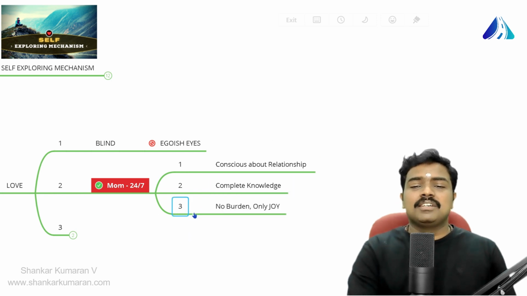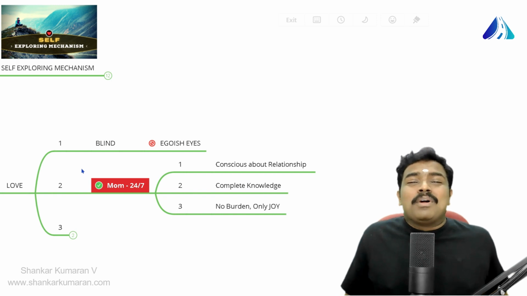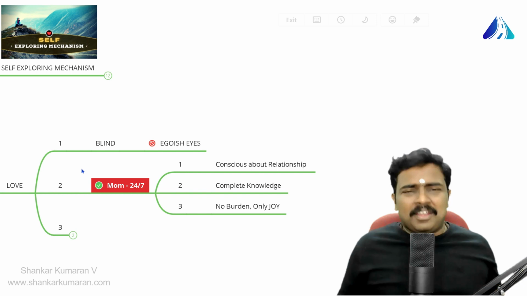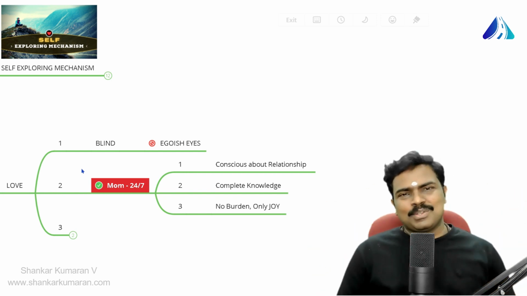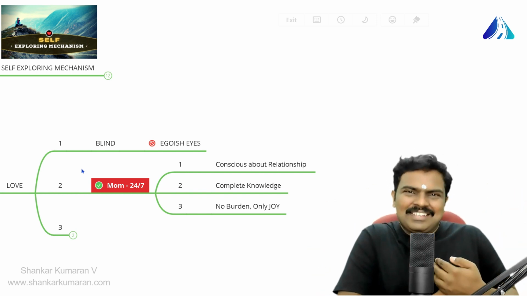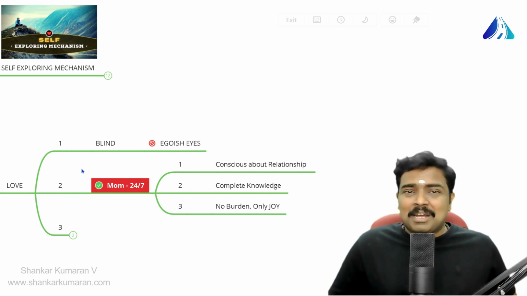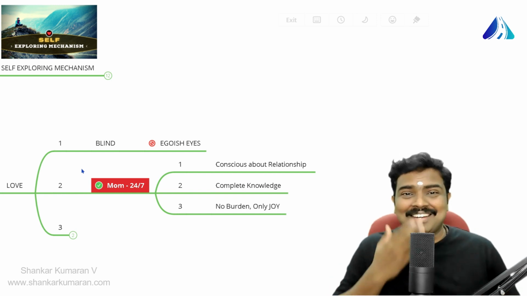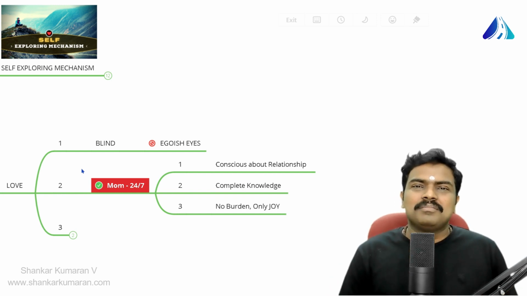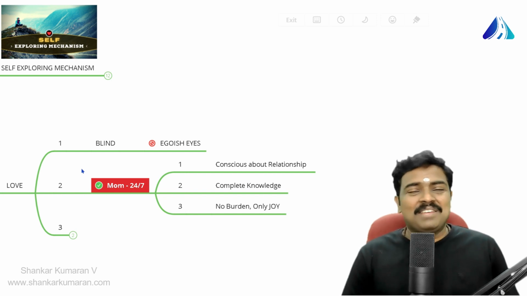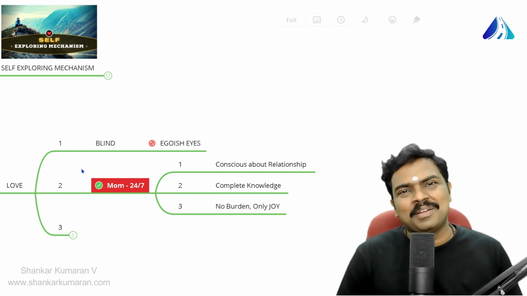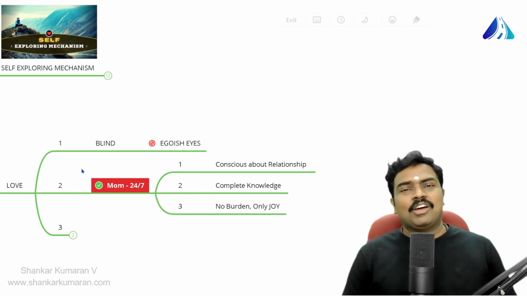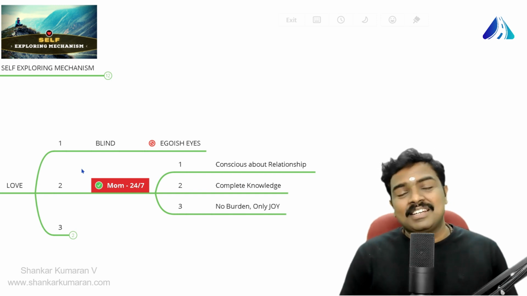The third dimension is no burden. For a mother, there is no burden. Mother loves the child out of love, out of joy. When mother is holding the child, when mother is carrying the child in the tummy, she's not thinking, this child is very heavy. No mother can say that statement. Even when the child is 30 years old, 40 years old, for a mother, the child is always a child. There is no burden for her at all, no thinking of the child as a responsibility.